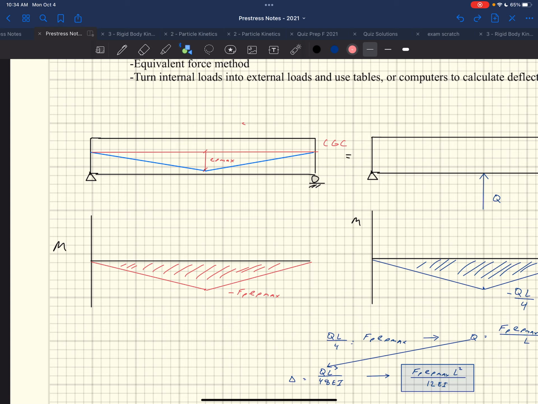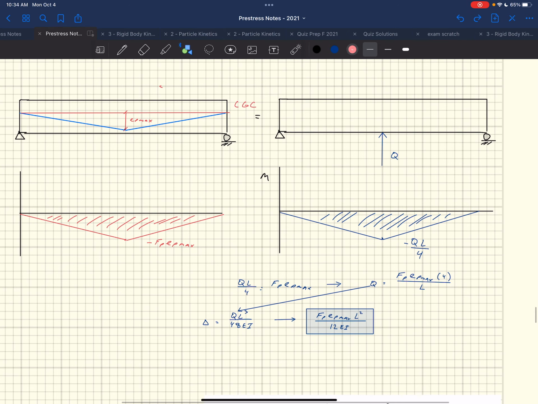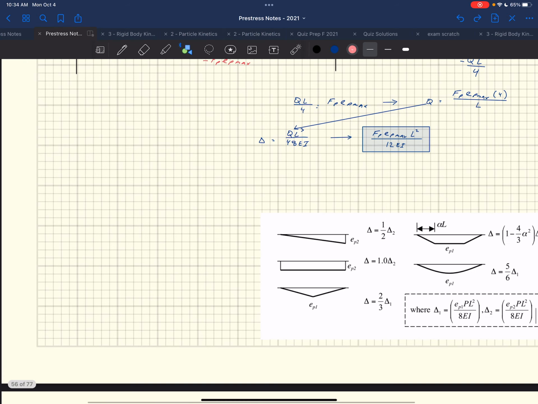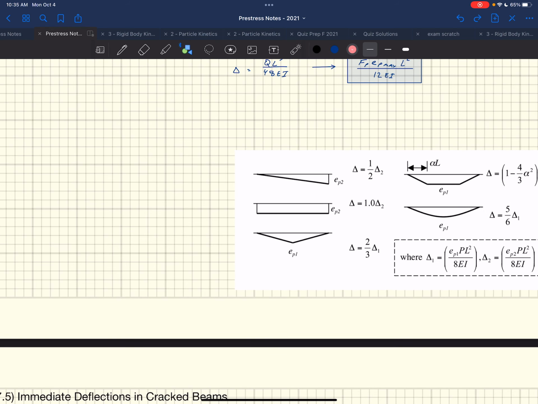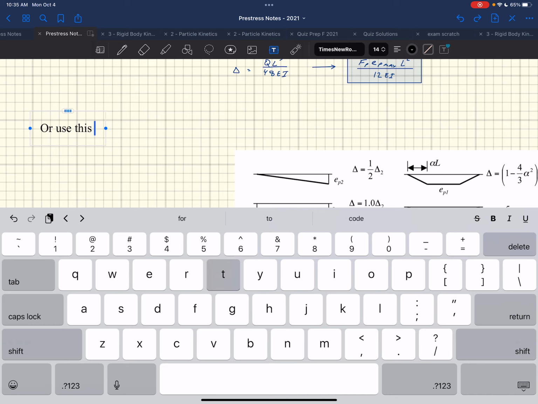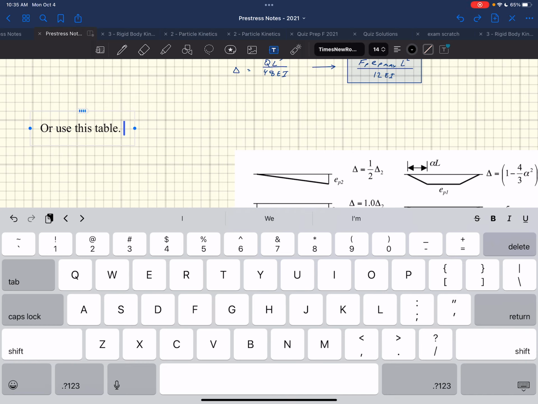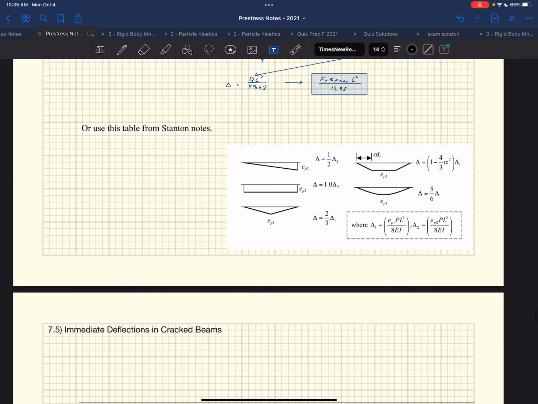Okay, so that I think is the most robust way. The other thing that can be done, and this is what Stanton does in his notes. I don't know if he developed it or if he got it out of a textbook, but you can use this table as well. We'll show you how to use that in a second. I use this table from Stanton's notes.